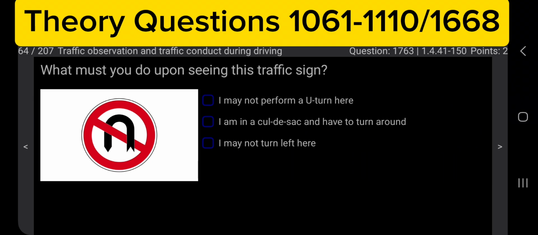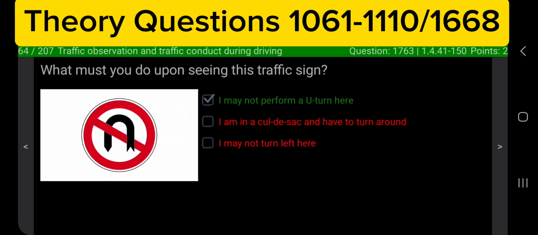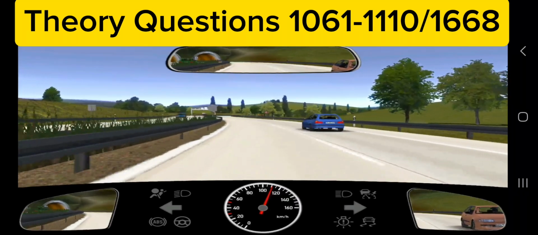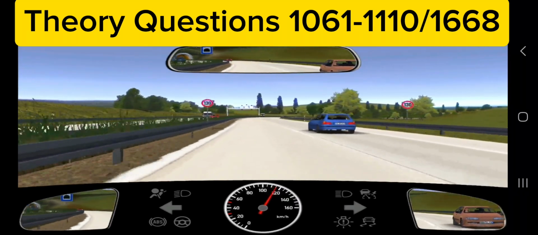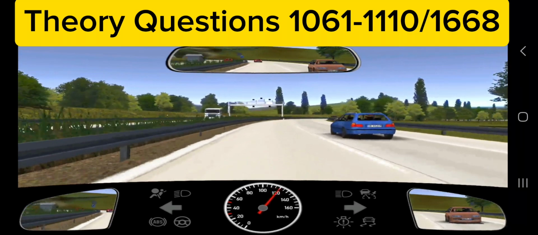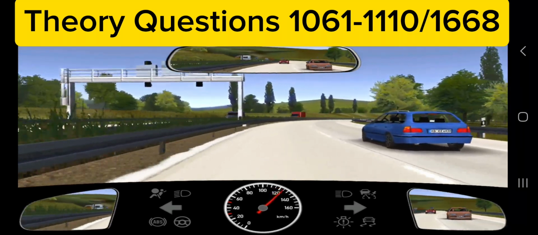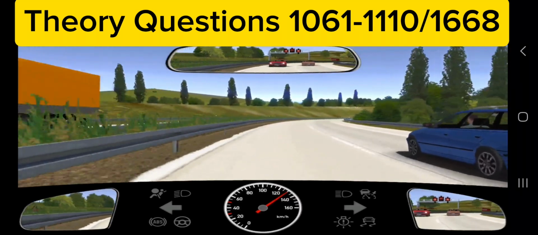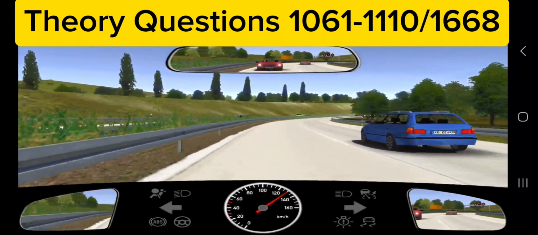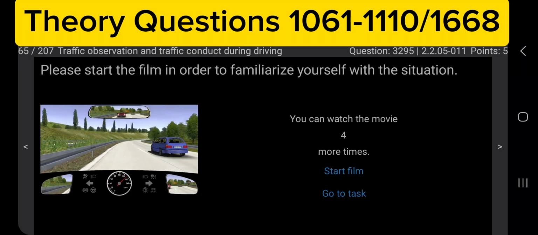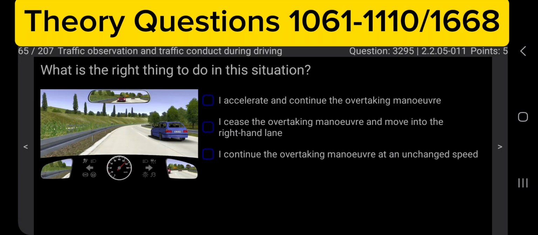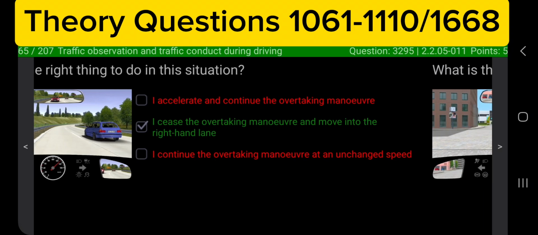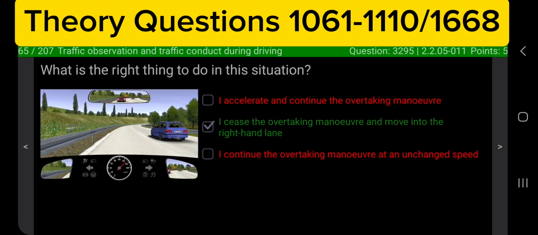What must you do upon seeing this traffic sign? I may not perform a U-turn here. I accelerate and continue the overtaking maneuver. I cease the overtaking maneuver and move into the right hand.